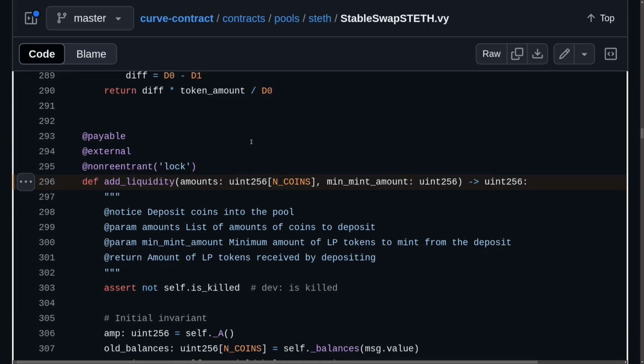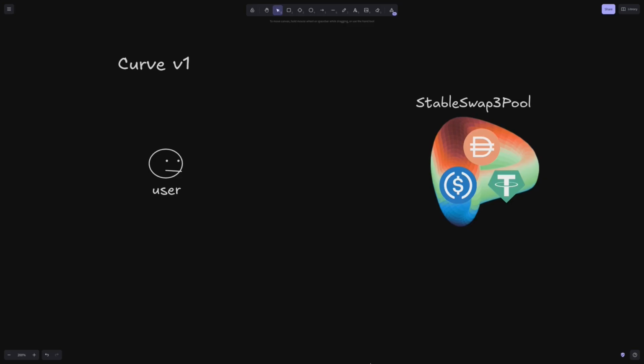So when you interact with the StableSwap contract, you'll need to actually look at the pool contract that you want to call and make sure that you define the interface correctly. The StableSwap contract can hold any number of tokens. For example, the StableSwap 3 pool contract is a contract that manages the tokens DAI, USDC, and USDT. Another example that we saw was the STETH pool, which holds 2 tokens, ETH and STETH.